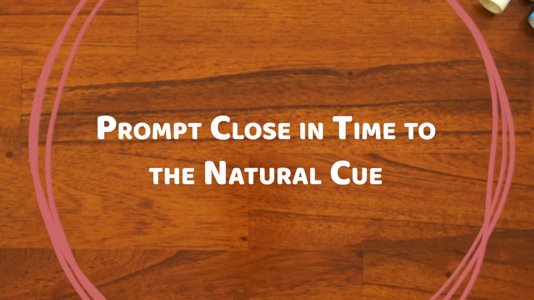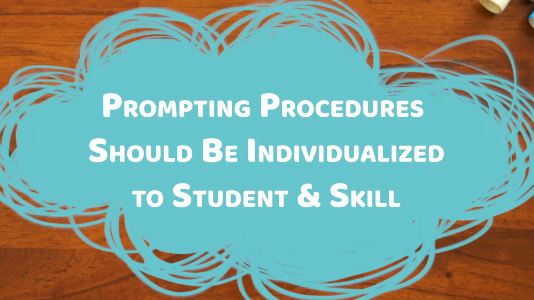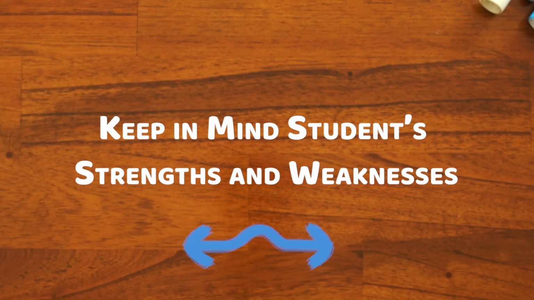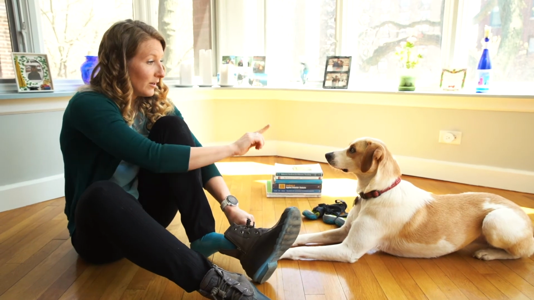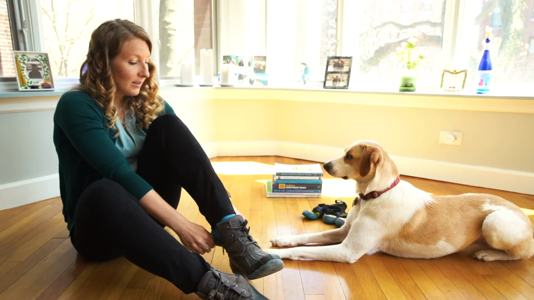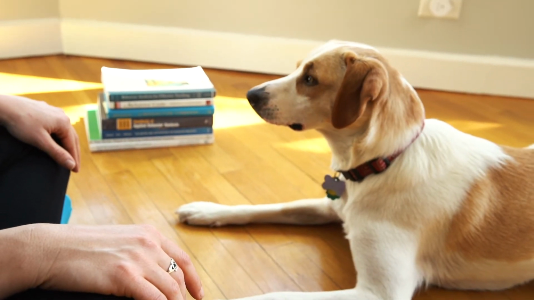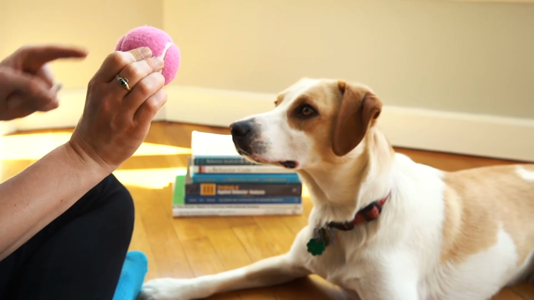Prompts that work with one child may not work with another, as well as prompts used to teach one skill may not work to teach other skills for that same person. Use prompting that capitalizes on a student's existing skills to be able to provide the least intrusive but most effective prompt. If a student is great at imitating, use model prompts. If a student does not like being touched, use gestural and visual prompts.